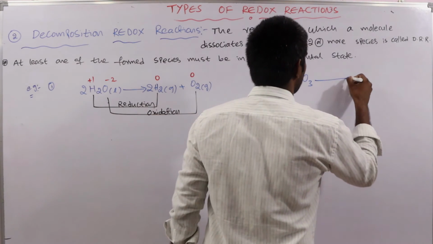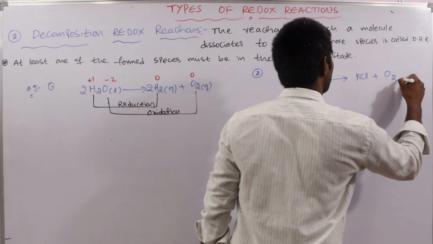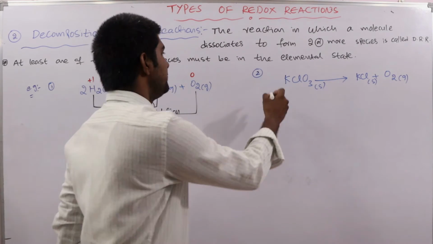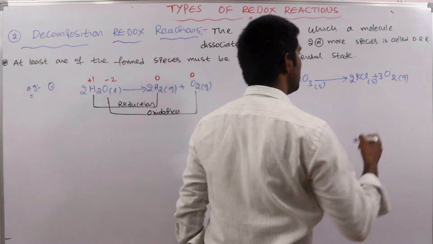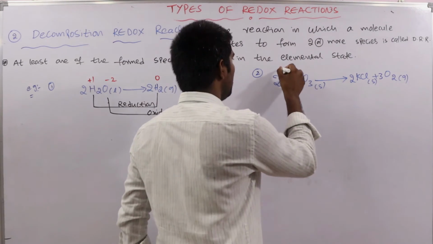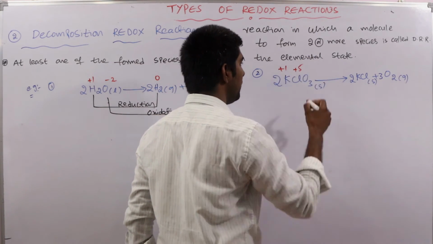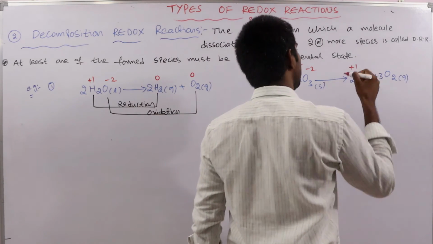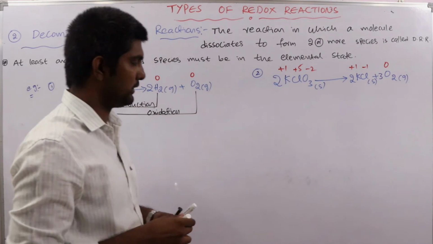Next, another example, if you take KClO3, it dissociates to give KCl plus O2. It is a gas, it is a solid, it is also a solid. If we balance this, 2 moles of KClO3 gives 2 moles of KCl plus 3 moles of O2. In this reaction, potassium is in the +1 oxidation state, chlorine is +5, and oxygen is -2. And here potassium is +1 as it is, chlorine -1, oxygen 0 oxidation state.